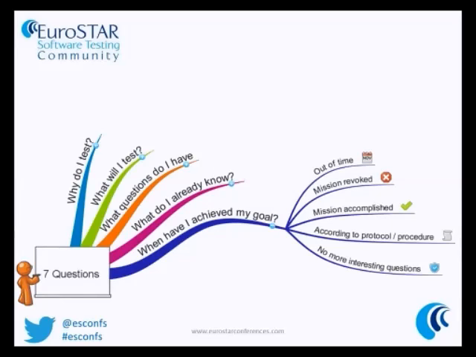So we went live. And the final one to identify when you have achieved your goal is that there are no more interesting questions. That is, you are out of test ideas. And perhaps maybe even your team is out of test ideas. You can't think of anything else to test. There might be a lot more to test. You don't know. But for you, this might mean that, okay, maybe I should hand over my testing now and let somebody else have a go at it.